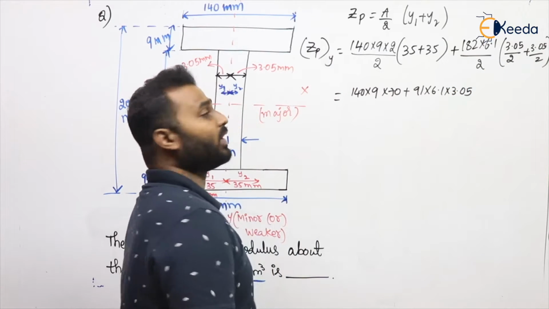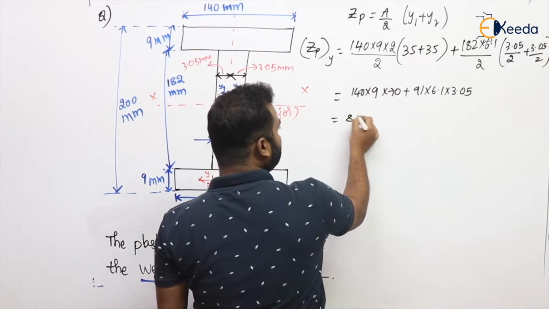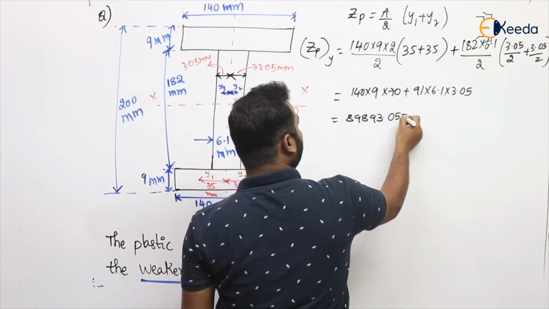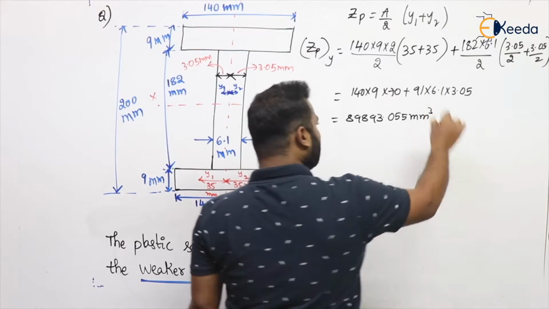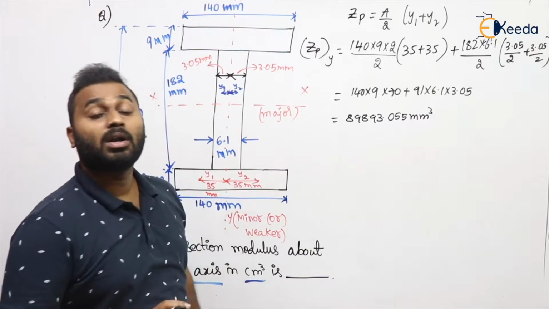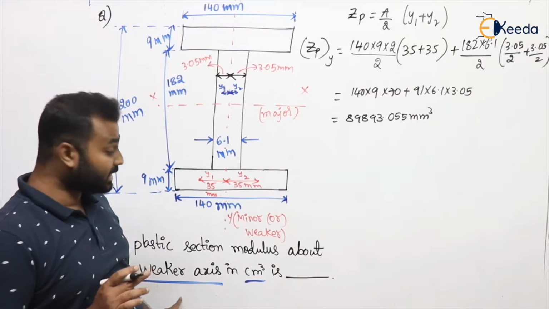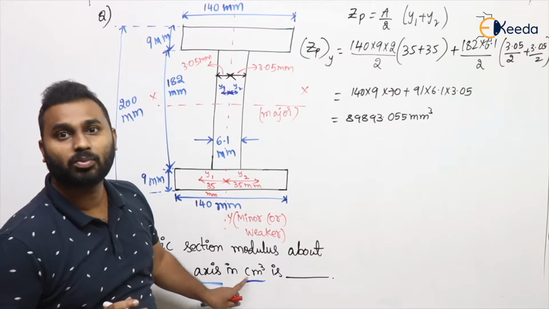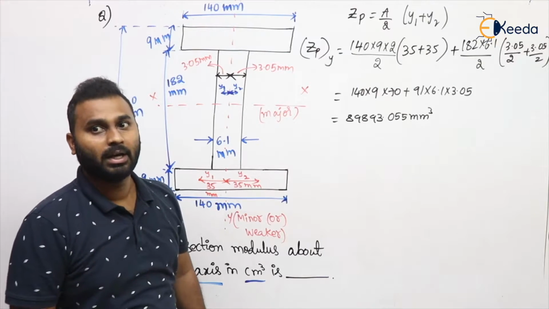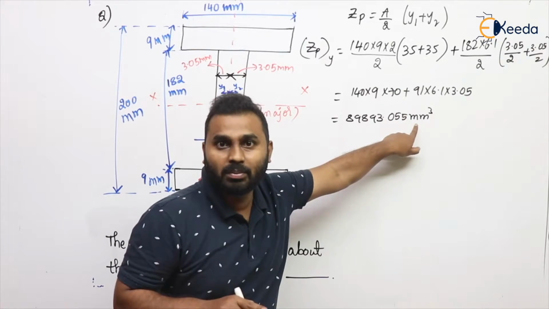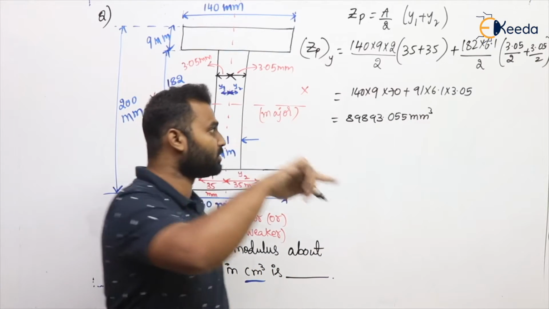Clear? Upon simplifying, we'll get 89893.055 mm cube. This is the plastic section modulus of this I section about the weaker axis. But he is asking us in centimeter cube. This is very important to be noted here. The answer is 89893.055 mm cube, but he is asking in centimeter cube, so convert into centimeter cube.